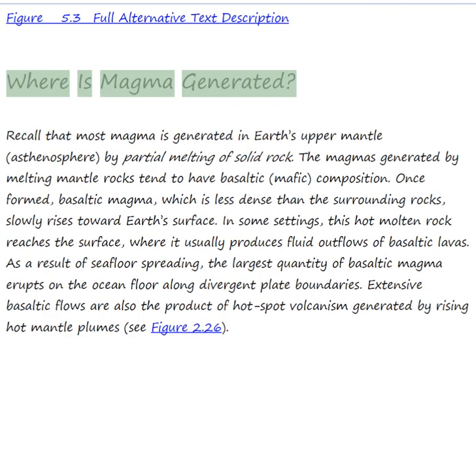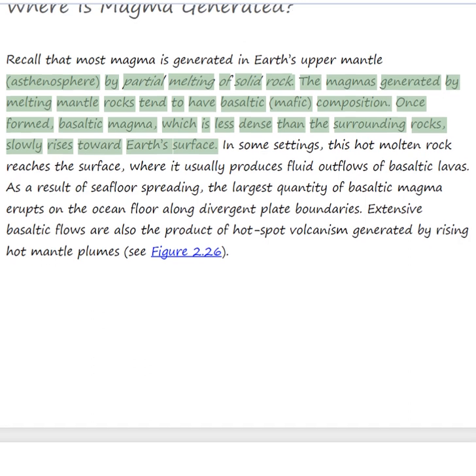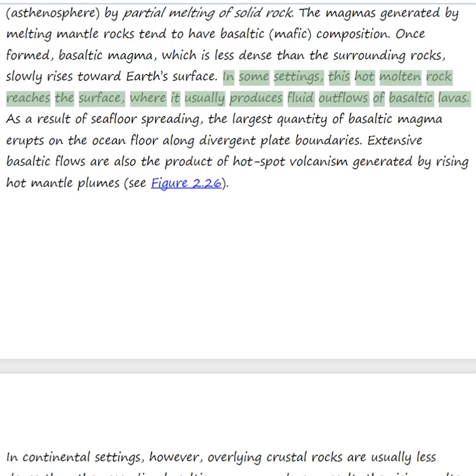Where is magma generated? Recall that most magma is generated in Earth's upper mantle by partial melting of solid rock. The magmas generated by melting mantle rocks tend to have basaltic composition. Once formed, basaltic magma, which is less dense than the surrounding rocks, slowly rises toward Earth's surface. In some settings, this hot molten rock reaches the surface, where it usually produces fluid outflows of basaltic lavas.